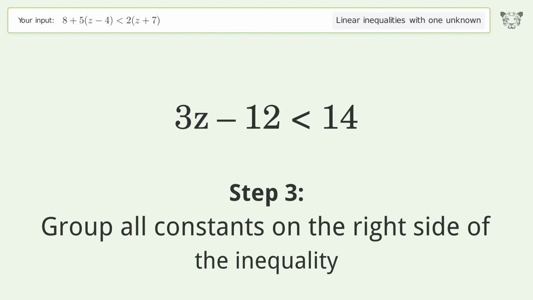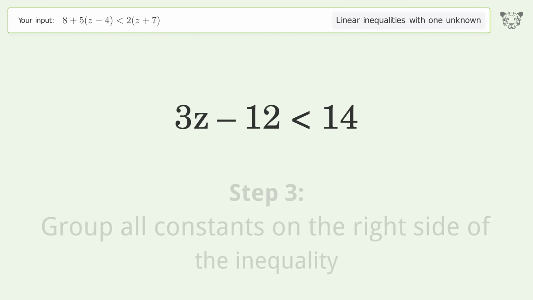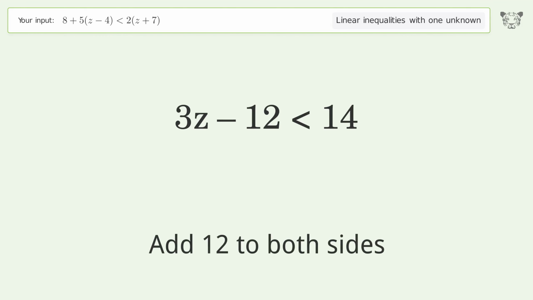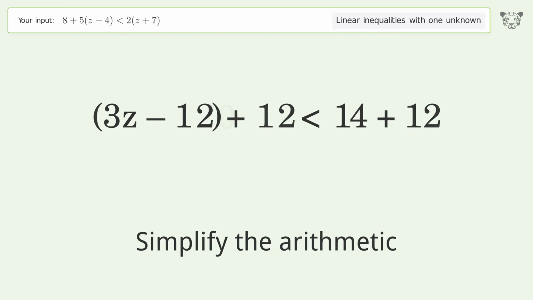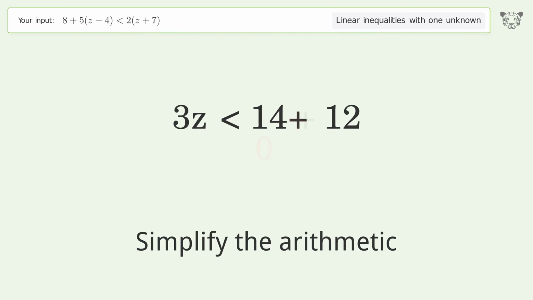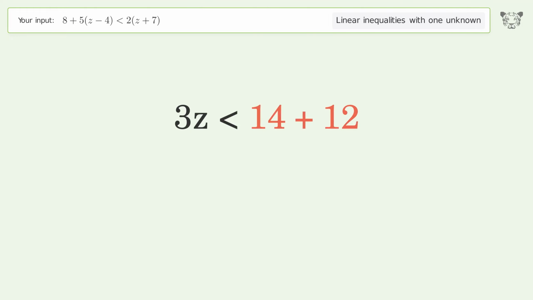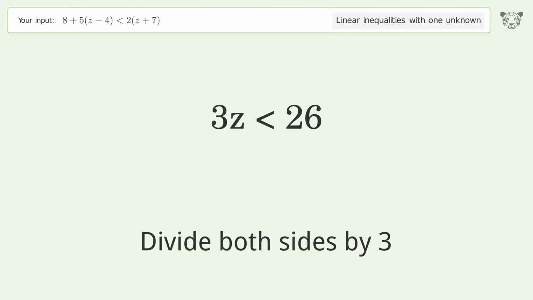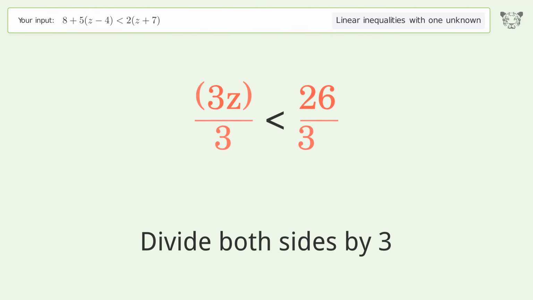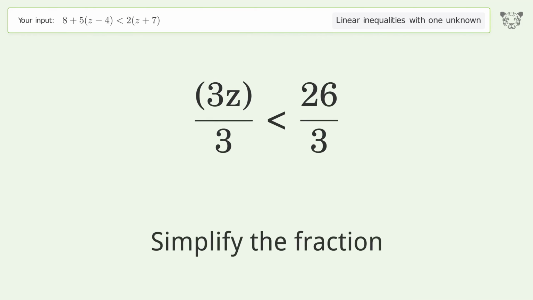Group all constants on the right side of the inequality. Add 12 to both sides. Simplify the arithmetic. Isolate the z. Divide both sides by 3. Simplify the fraction.